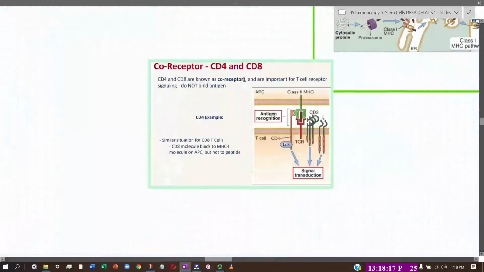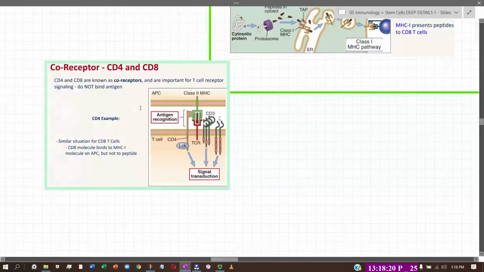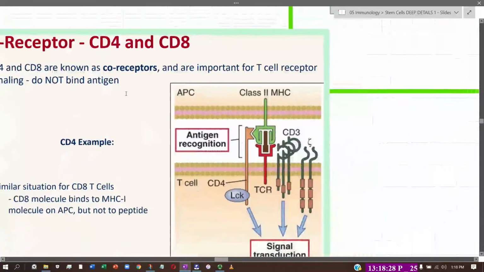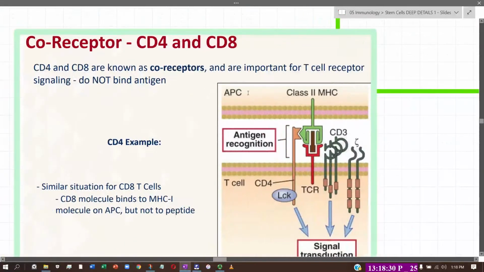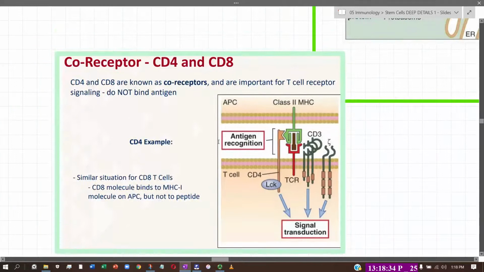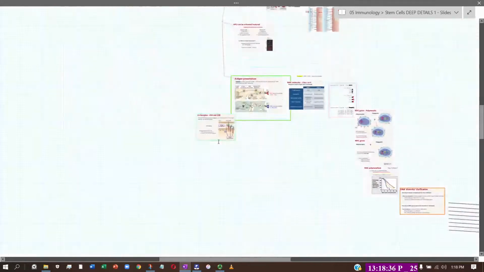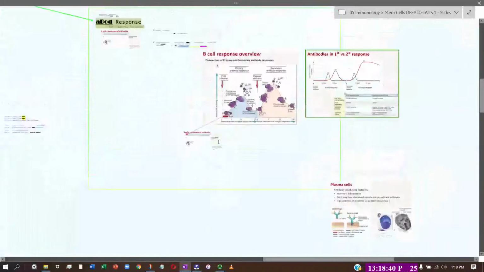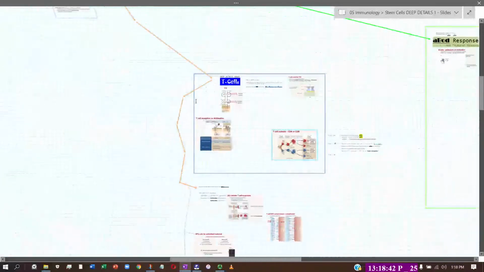Let's spend time instead over here talking about co-receptors CD4 and CD8. The main takeaway here is that they do not bind. They are essential for signaling in T cell receptors, but they do not bind. And it looks like that's everything. Yeah, that's about it.